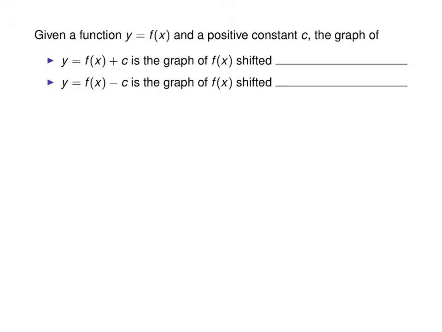So if you have a function y equals f of x, and you've got some positive constant c, what is f of x plus c? It's the graph of x shifted how? Up by c. Up by c. And then f of x minus c is moved down c. Okay. So now the next thing, so that's vertical shifts are obtained by adding a number outside the function.